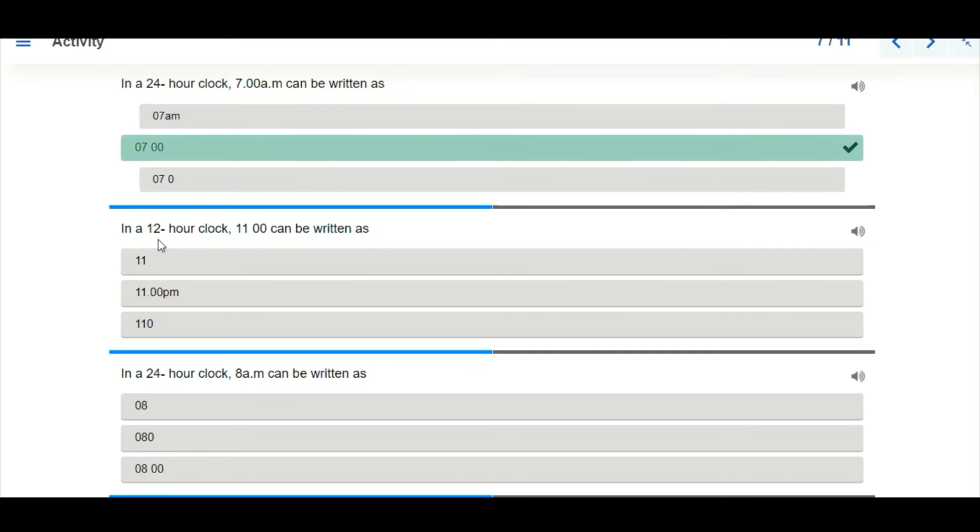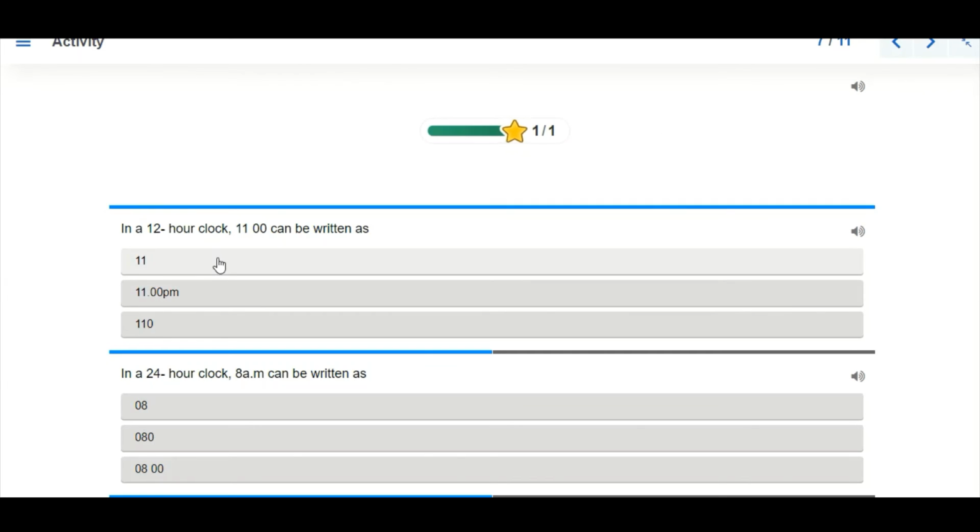Now for the next example, we have 1100. It can be written as 11 p.m. This is actually written as day or night. So this is 11 p.m., which is night. So we have this as 11 p.m.